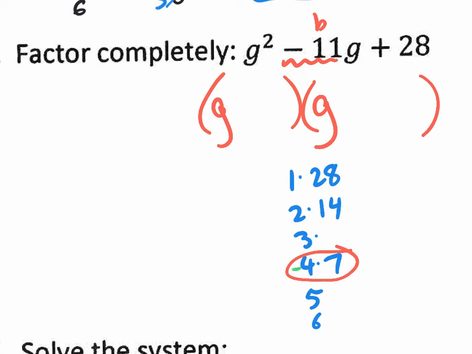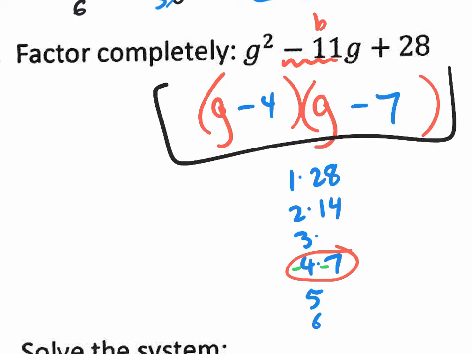So you change the sign and you change the sign. So it's going to be g minus 4 times g minus 7, and that's it. You're done. It's like a free point on the test.